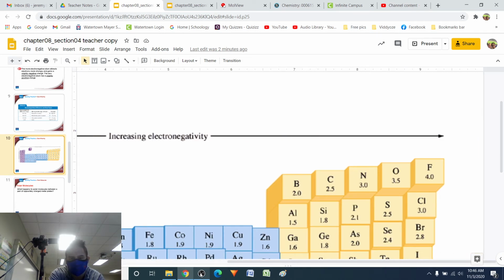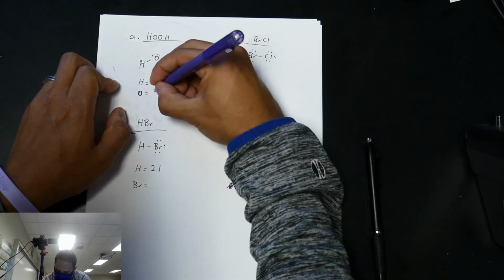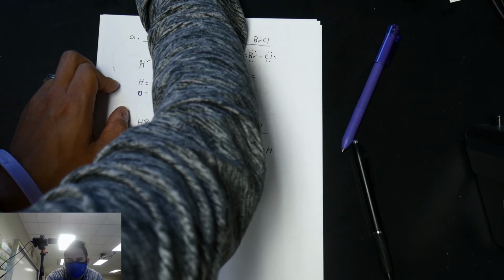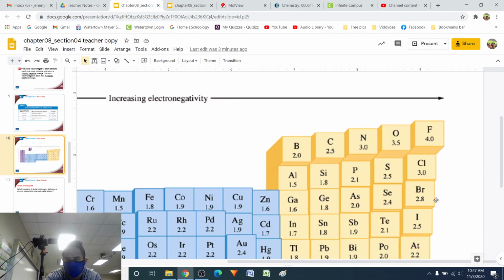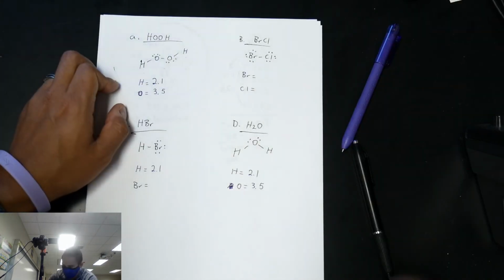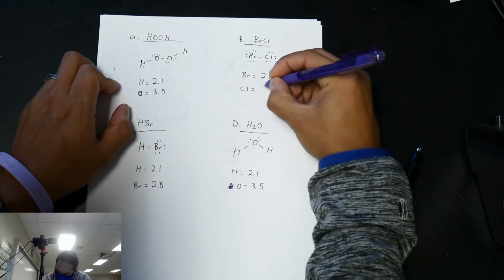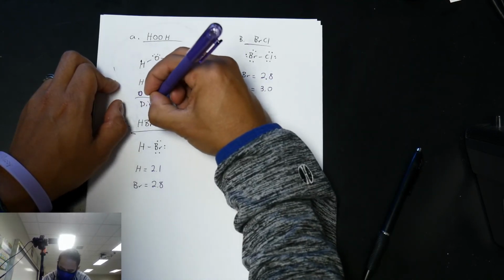Let's take a look at oxygen. Oxygen is 3.5. All right, so let's write 3.5 on our sheet here. So 3.5 for the oxygen, 3.5 for the oxygen. And then we'll take a look at bromine and chlorine. So bromine is, and make sure you have the right screen up, bromine is 2.8 and chlorine is 3.0. All right, so 2.8 and 3.0. So 2.8, 2.8, 3.0. Okay, so now let's find our difference for all these.